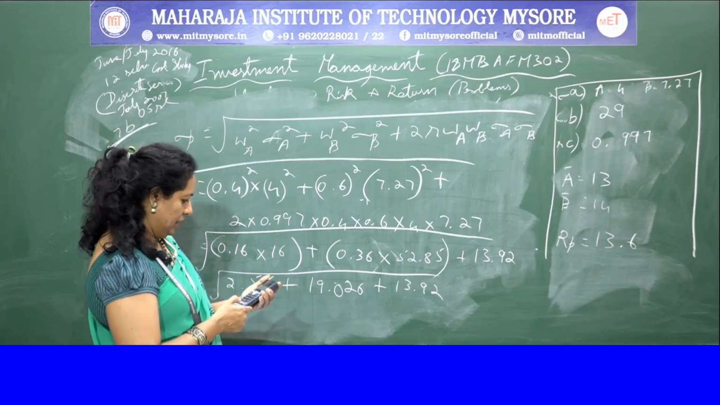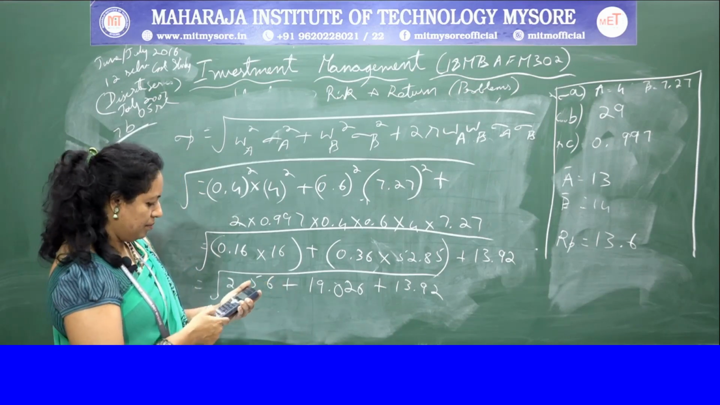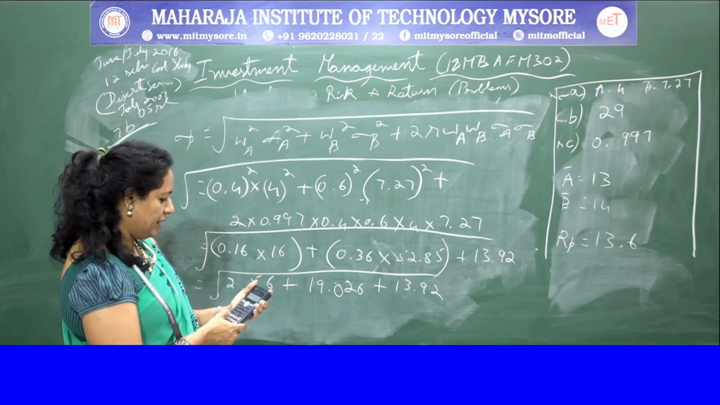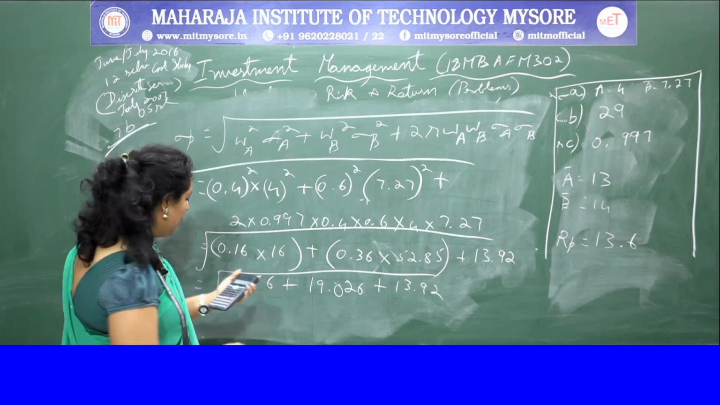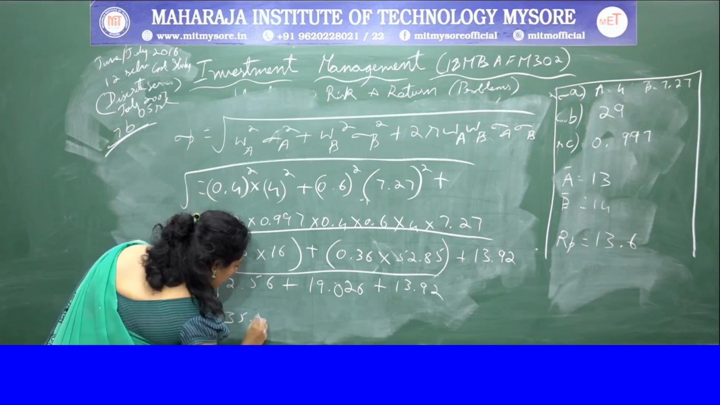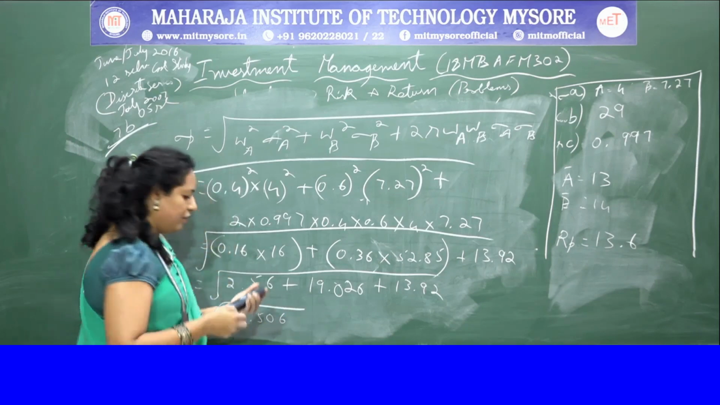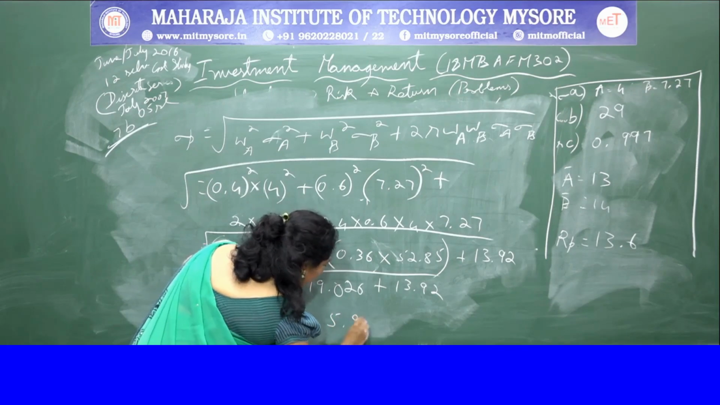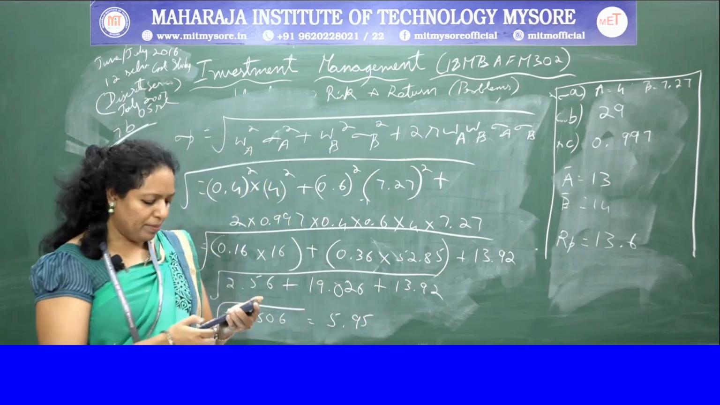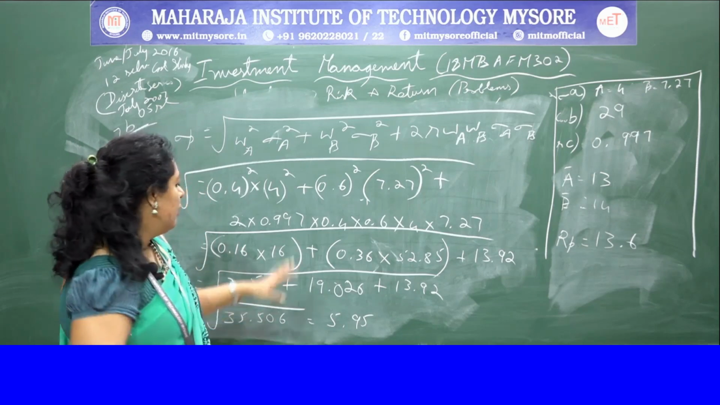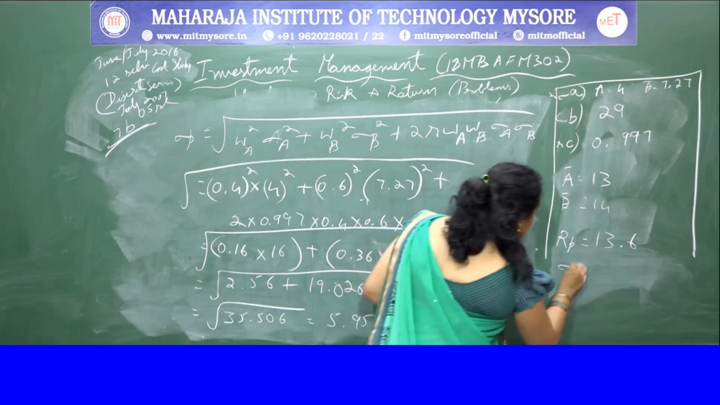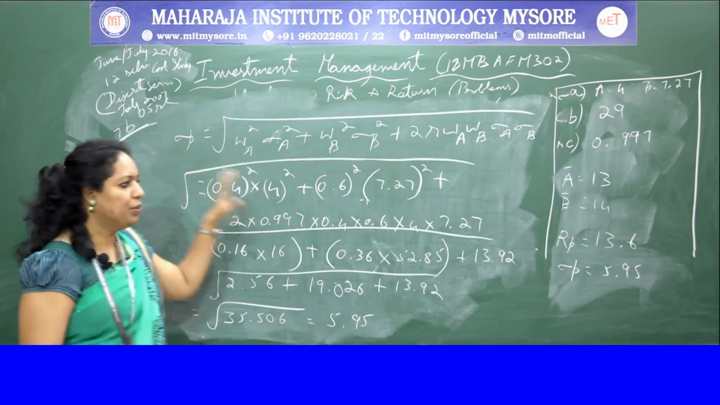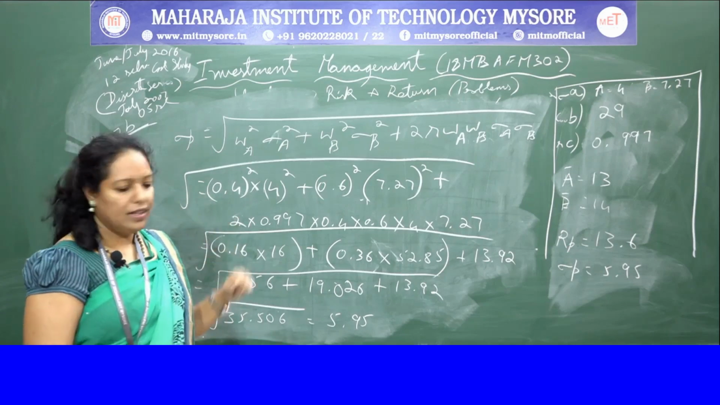Let's add all: 19.026 plus 13.92 plus 2.56, you get 35.506. Do not forget to put the root of the answer. You get 5.95. Many times the same problems get repeated in your exam. Okay, the final answer is standard deviation of P is 5.95. Okay, hope you have understood this.